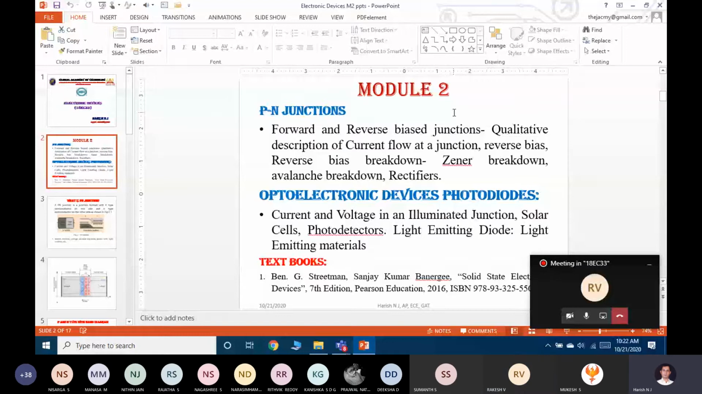When the diode becomes reverse bias, what about the resistance offered by that particular diode? That resistance is referred to as RR. RR stands for reverse resistance. What about the reverse resistance ideally?